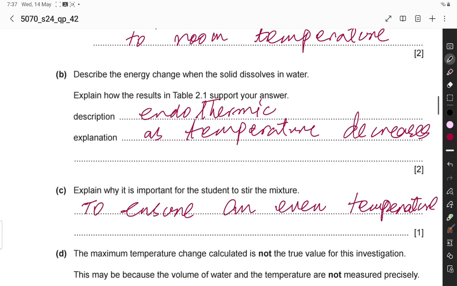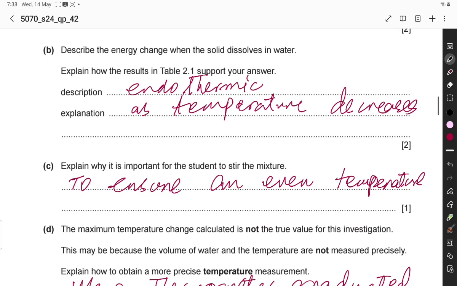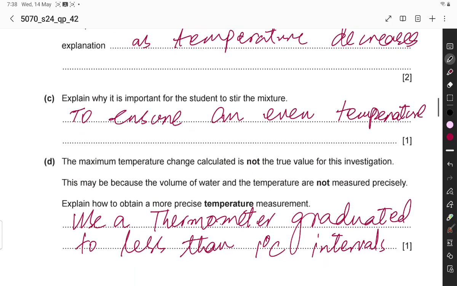Describe the energy change when the solid dissolves in water. Explain how the results in table 2.1 support your answer. Because the temperature is decreased, the reaction is endothermic. Explanation: as the temperature decreases, it indicates that the reaction is endothermic.